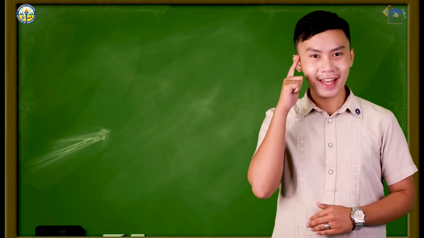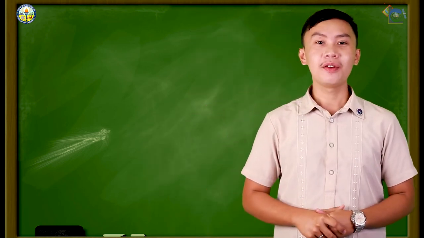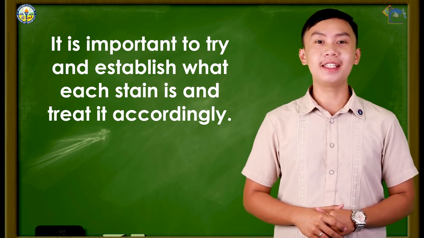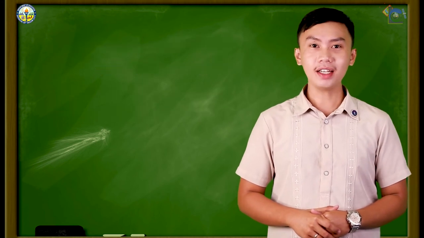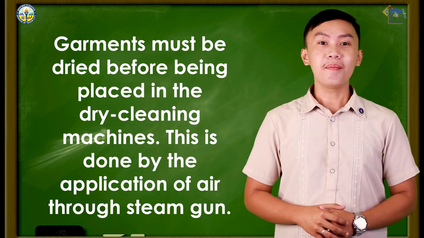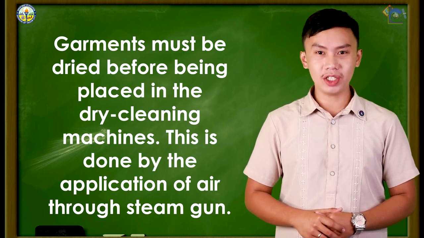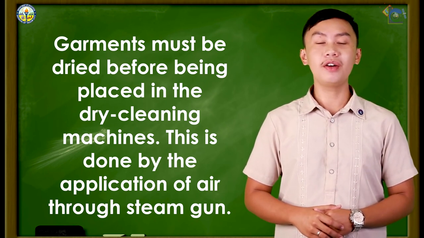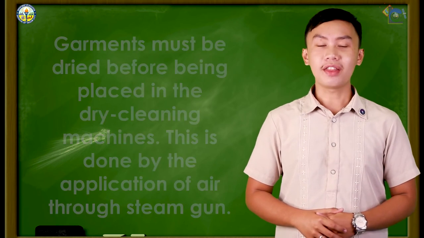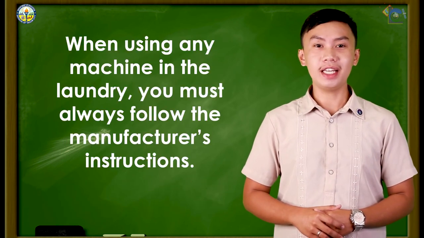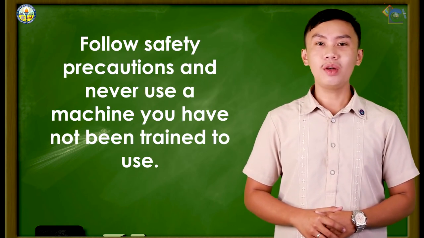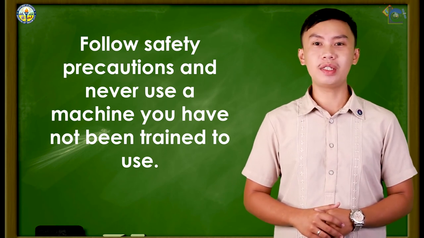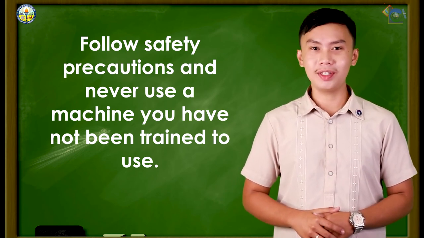As a summary of today's episode, I hope you will remember these important points for this lesson. First, it is important to try and establish what each stain is and treat it accordingly. Second, garments must be dried before being placed in the dry cleaning machines. This is done by application of air through a steam gun. Third, when using any machine in the laundry, you must always follow the manufacturer's instructions. Follow safety precautions and never use a machine you have not been trained to use.